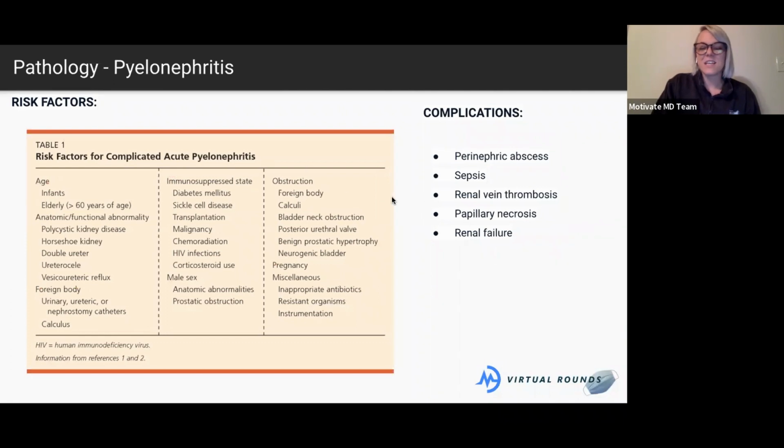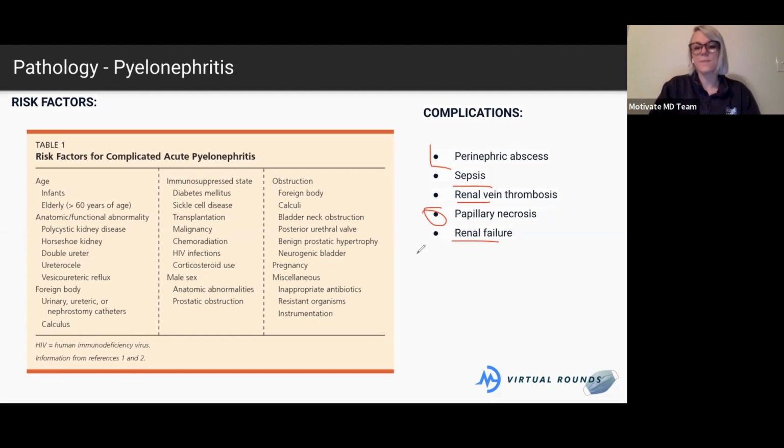But good. And then in terms of complications, the one that we look at is long-standing walled off infection can create a perinephric abscess. We want to look at sepsis, thrombosis of the renal vein, papillary necrosis, so infection of the papilla, and then renal failure as well. You'll see people get pretty sick, wait a while to come in, and then have acute renal failure and or chronic renal failure after a while.